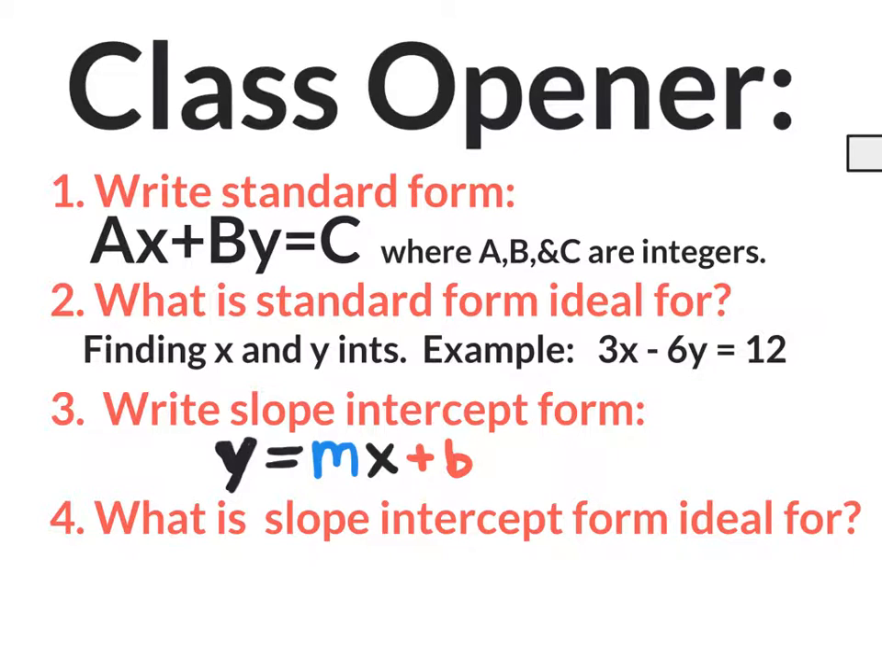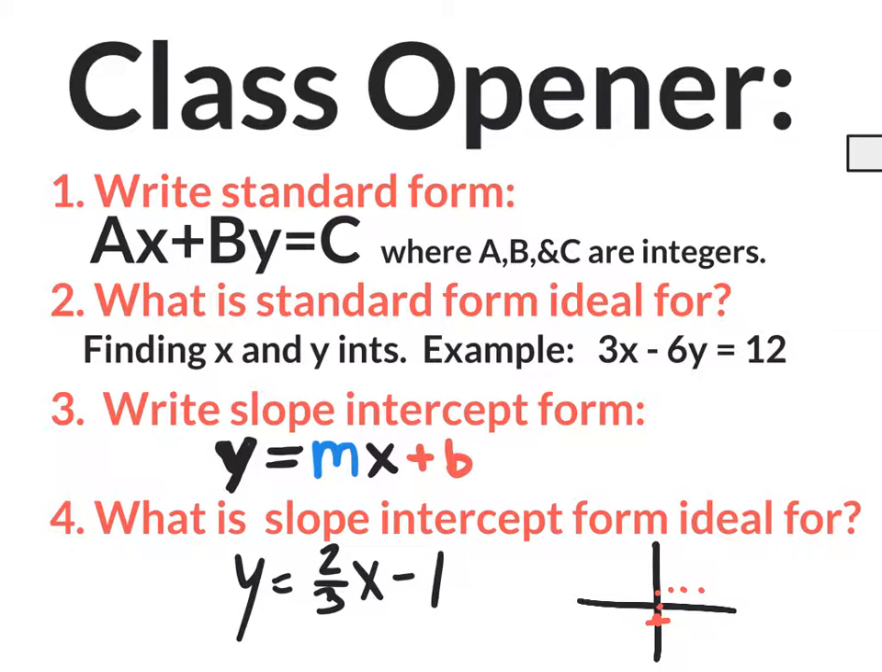And what is slope-intercept form ideal for? What's really easy to do when something's in slope-intercept form? Let's say I had y equals 2/3 x, let's say minus 1. What's really easy to do? Graph, right? It's really easy to graph. You can clearly see your slope, the rise over run. You can clearly see your y-intercept, the -1. If they told you to graph, you don't even have to do any math. That crosses the y-axis at -1. And you would rise 1, 2, run 1, 2, 3. You would connect your dots, and that would be the graph of your line. Really easy to sketch a graph if it's in slope-intercept form.